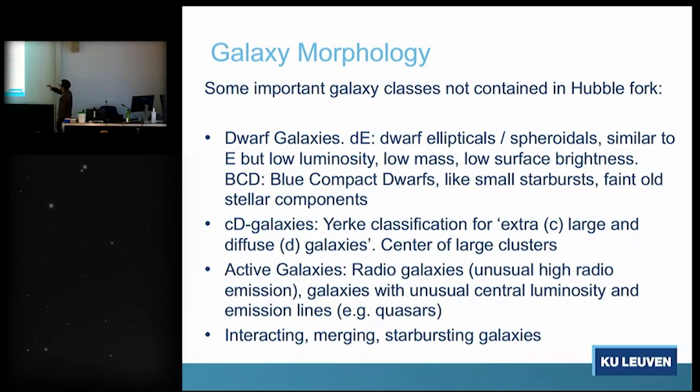Now, there are other important galaxy classifications that are not contained in the Hubble fork. We already touched upon the dwarf galaxies, where we have the dwarf ellipticals. It's kind of inferred from the name. They're like ellipticals or spheroidals, but with lower luminosities. We have the low surface brightness galaxies, etc. We also had the cD galaxies, which we also talked about: extra large diffuse galaxies, ellipticals typically sitting in the center of large clusters. And then we have the active galaxies, and then the interacting, merging, starbursting galaxies, all of which we have already introduced.